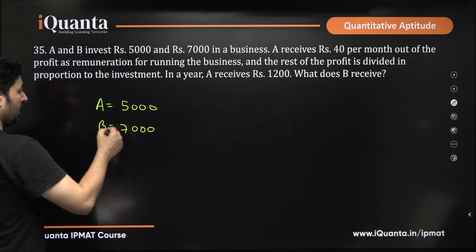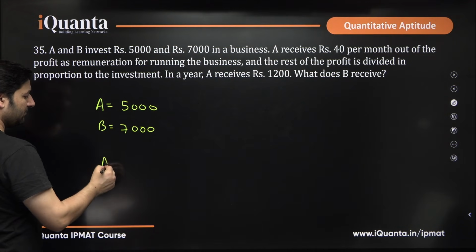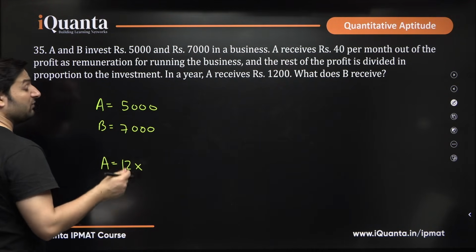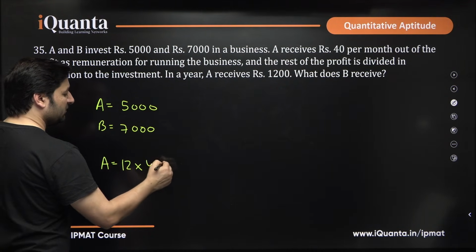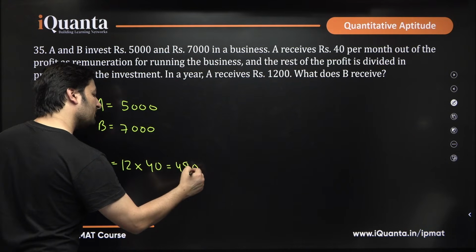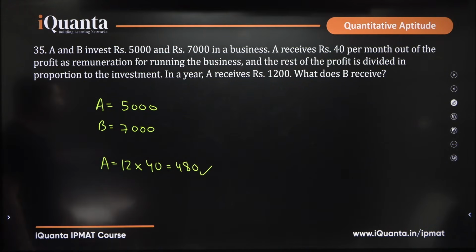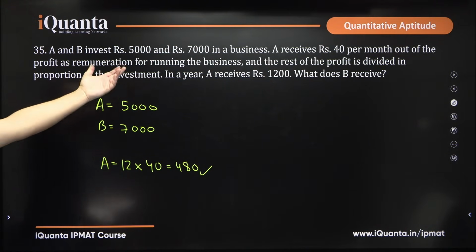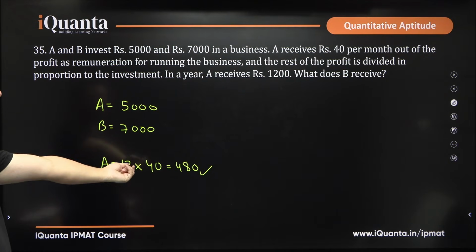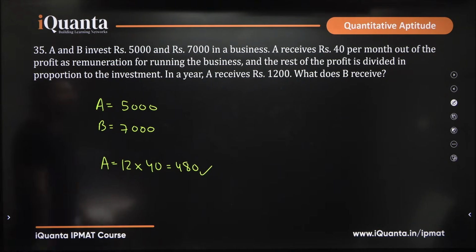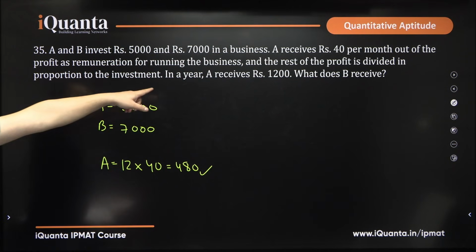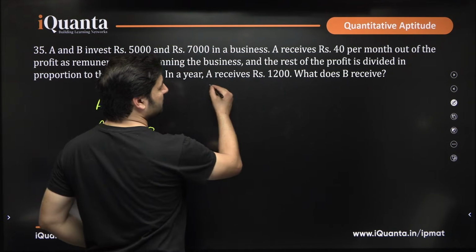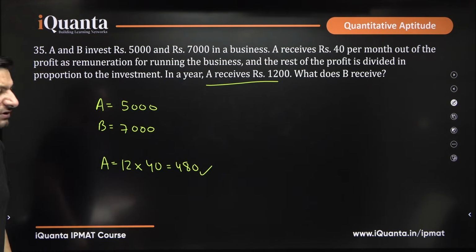So, A will actually be getting for each month, I mean for the entire year, 12 months, rupees 40 each. So, out of the profit you have to take out 480 rupees. That is the charge of A for running the business. He is running the business, so he is taking those 40 rupees from the profit extra. The total profit, I mean the total share that A received in the end, was 1200.